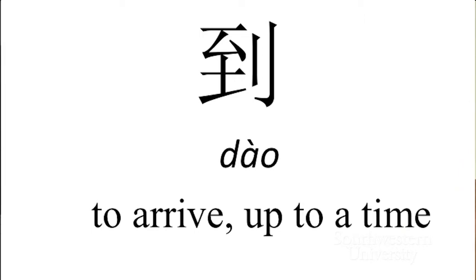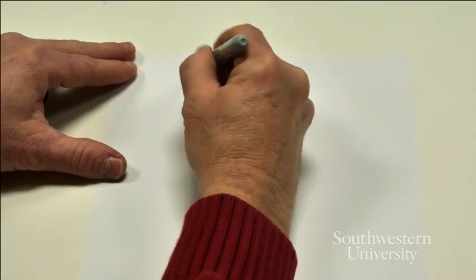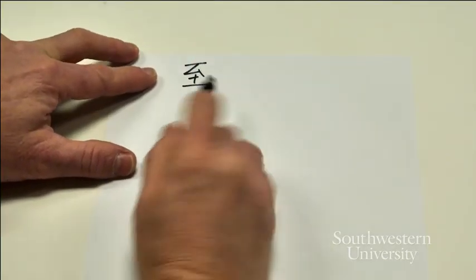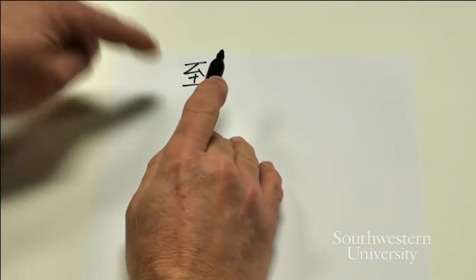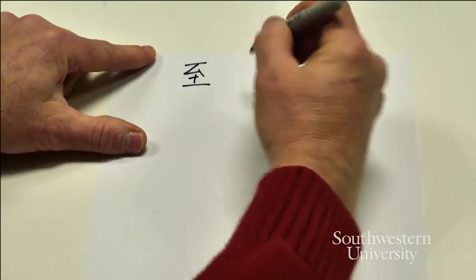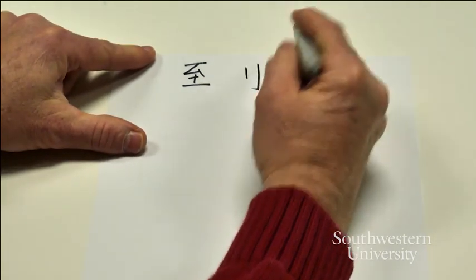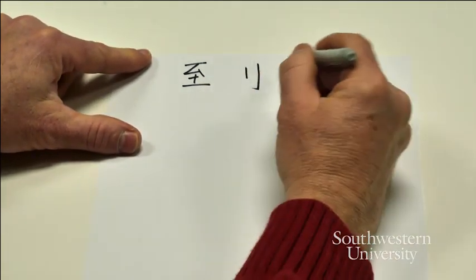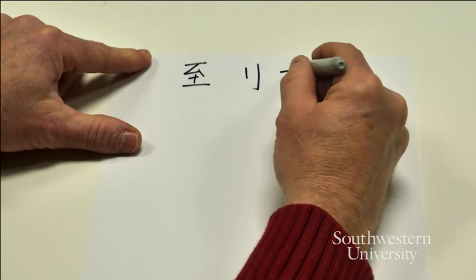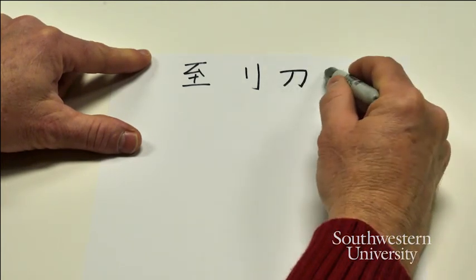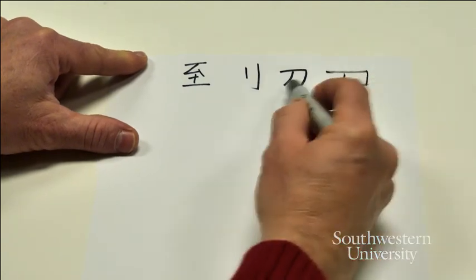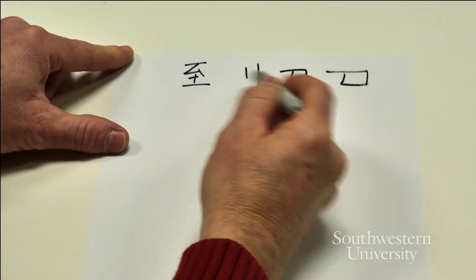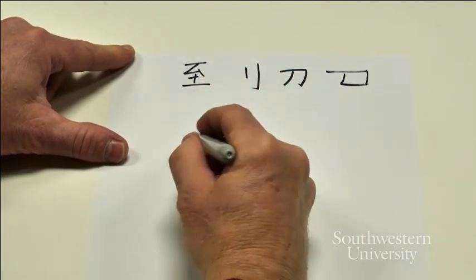Dao, to arrive. This is just simply this character, zhi, which is an arrow sticking in the ground, to arrive, to go to a place specific. The right-hand side is li dao pang, the knife radical to the side. So dao, knife, looks like this, our famous cleaver shape. It's just phonetic for to arrive.